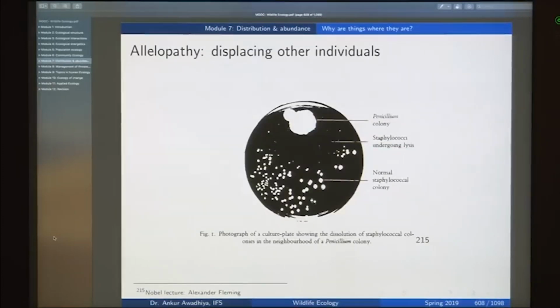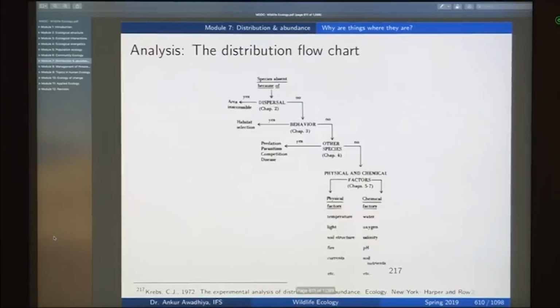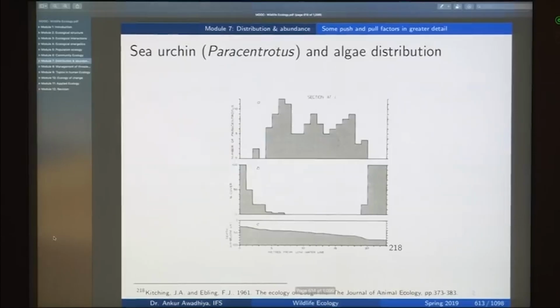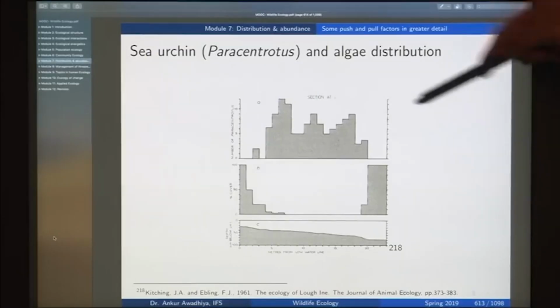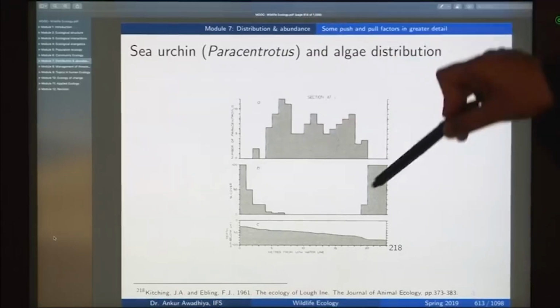Then we also had a look at allelopathy, in which certain organisms secrete certain chemicals that inhibit the growth of certain other organisms. So, this is the distribution flow chart. Next, we had a look at some push and pull factors in more detail, in which case we looked at the distribution of sea urchins and algae. So, in this case we are saying that wherever you have sea urchins, you do not have algae, and where you have algae, you do not have the sea urchins.